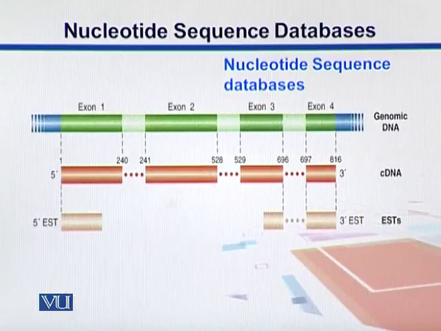Here we have the diagram where we have a genomic DNA. We have different exons. As we know, in eukaryotes we have exons and introns. So exons get transcribed into messenger RNA, and we can get cDNA from that messenger RNA through reverse transcription, and then we can store that cDNA in our databases. Whereas the ESTs are subsets within those cDNAs.